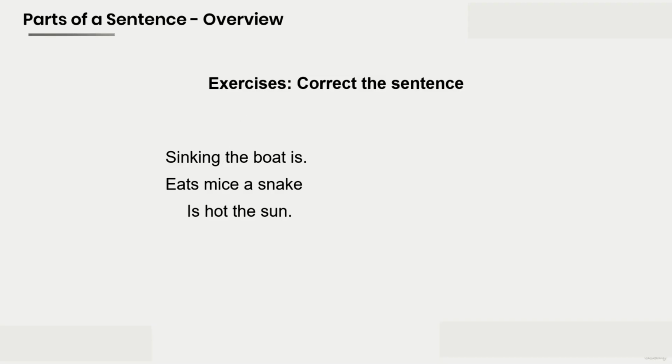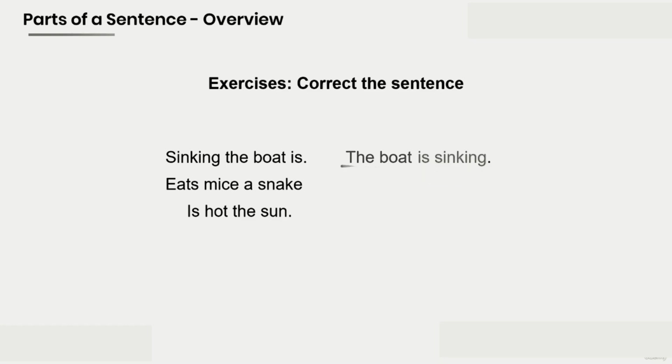Okay, so hopefully that wasn't too hard. Let's see what we have. The first one we have here, "Sinking the boat is," okay? So in English, we don't put the information in this order. So hopefully you've started with the boat, which is our subject. And then "is sinking." The boat is sinking. This is the correct order. Subject, predicate.